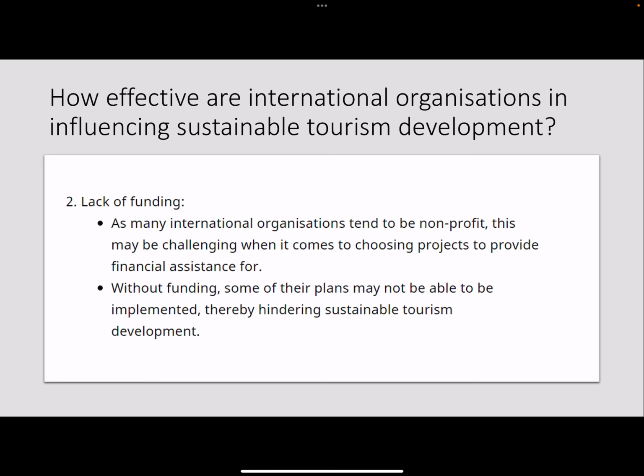Second one would be lack of funding, but this tends to be the non-governmental one. The governmental-led international organizations have money, right? They have money. Okay, the problem is the international organizations that are not government-led. They tend to be non-profit. So the source of their financial might is purely based on donations. And that is a very irregular thing.